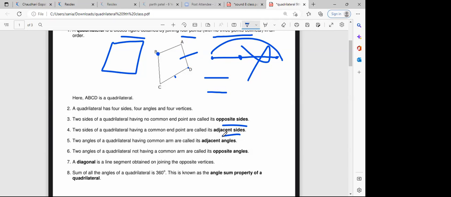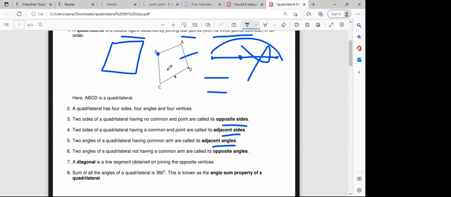Clear? Then two angles of a quadrilateral having a common arm are called adjacent angles. So if you have a common arm, then you are talking about two angles. For example, you are forming two angles. They have a common arm, then they are called adjacent angles.